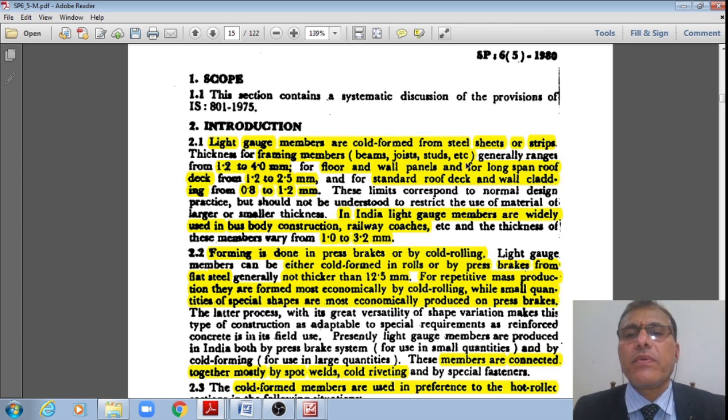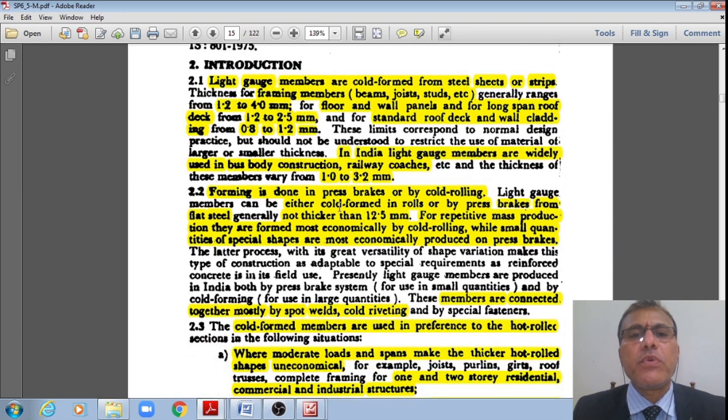This is how different types of users have different thicknesses. These limits correspond to normal design practice, but should not be understood to restrict the use of the material of larger or smaller thickness. This is just in general. However, in India, light gauge members are widely used for bus body construction as well as railway coaches, etc. The thickness of these members varies from 1 mm to 3.2 mm.